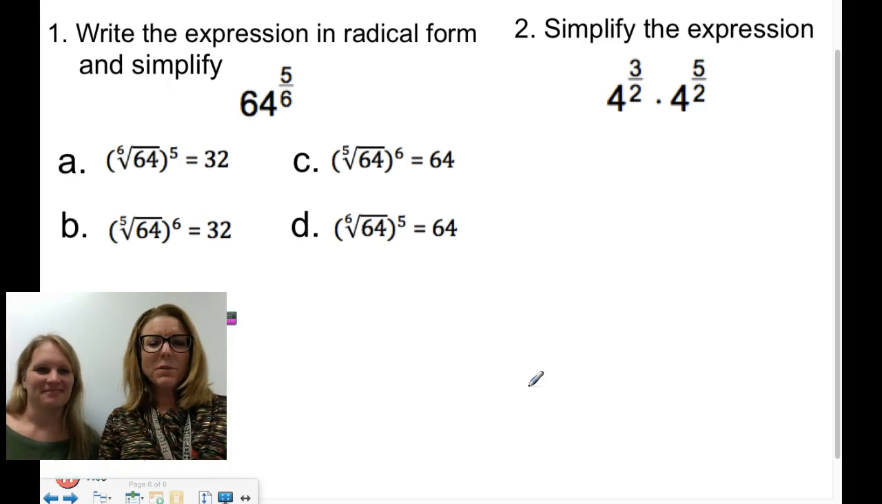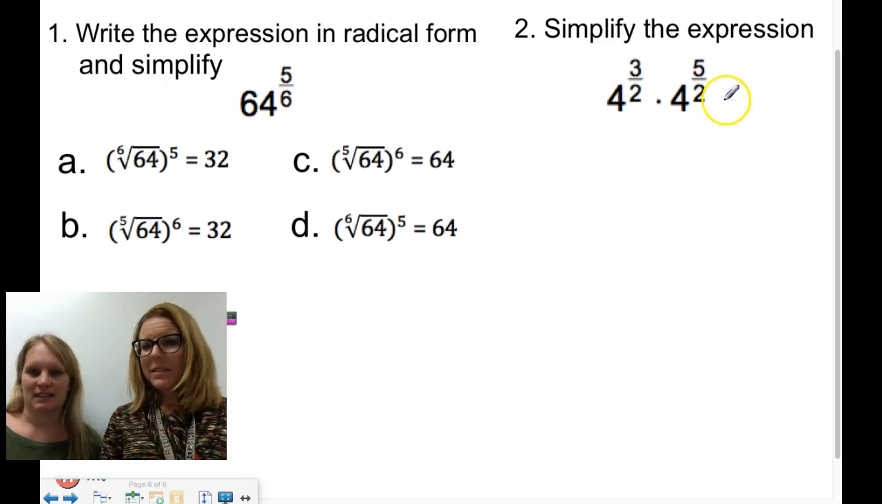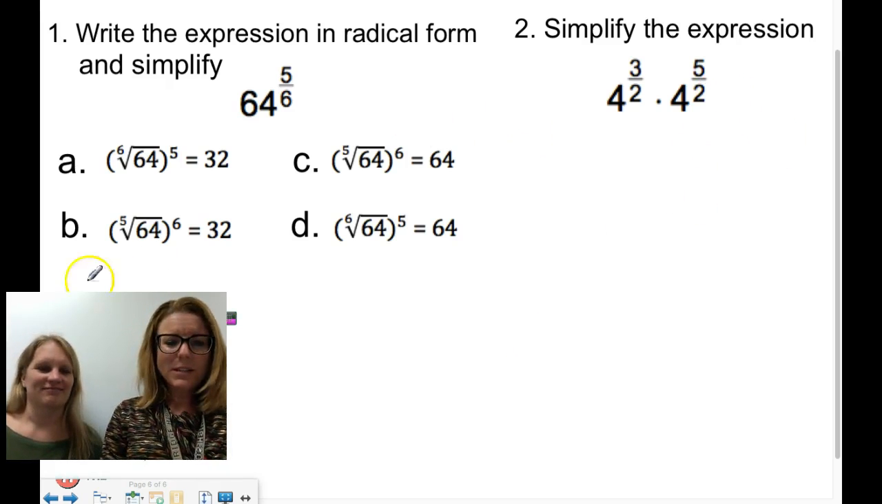So there we go. Simplify, write the expression in radical form and then simplify. Some easy video questions, super easy. You guys can do this. See you tomorrow.